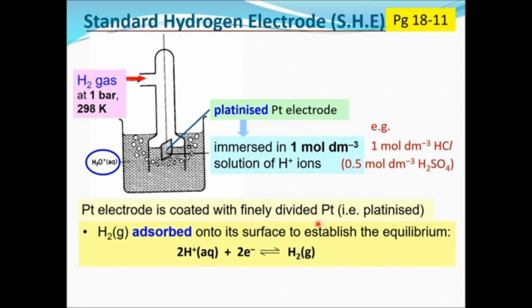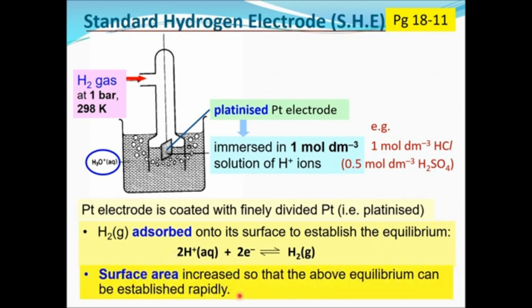Platinized is finely divided platinum coated onto the platinum electrode. So that allows the H2 gas to absorb to establish the equilibrium as quick as possible. Right? This is a bit about rate of reaction. It does not affect the electrode potential measurements or delta G in that manner. It doesn't, but it affects how fast you can reach that equilibrium. And that's critical in trying to do an actual experiment.